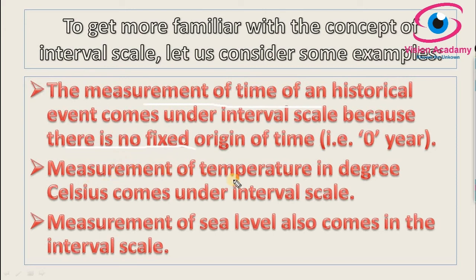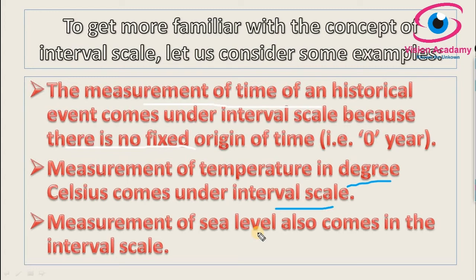And measurement of temperature in degrees Celsius comes under the interval scale. Here also, there is no fixed origin of 0. In degrees Celsius, the origin is arbitrary. That is why measurement of temperature in degrees Celsius comes under the interval scale. Since the zero is arbitrary in Celsius, we cannot say 30 degrees is twice as hot as 15 degrees.